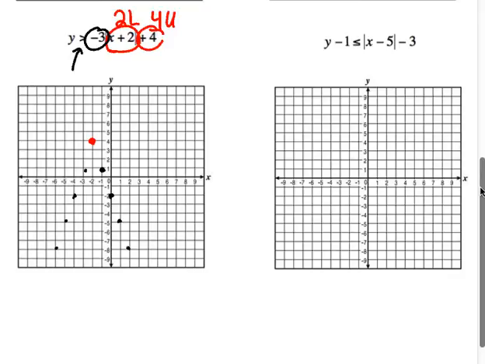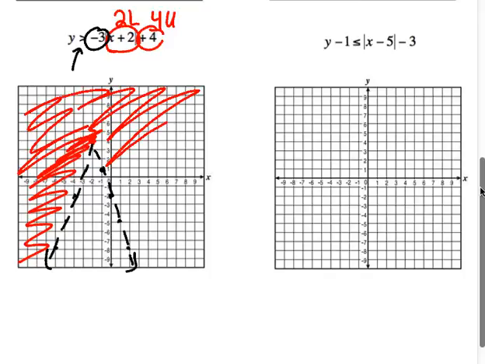Here I look at my symbol. Strictly greater than is going to lead me to a dashed line. Greater than, I look at the vertex. If I go greater than the vertex, that's landing me on the outside of the V. So I'm going to shade everything that is outside of that V shape.